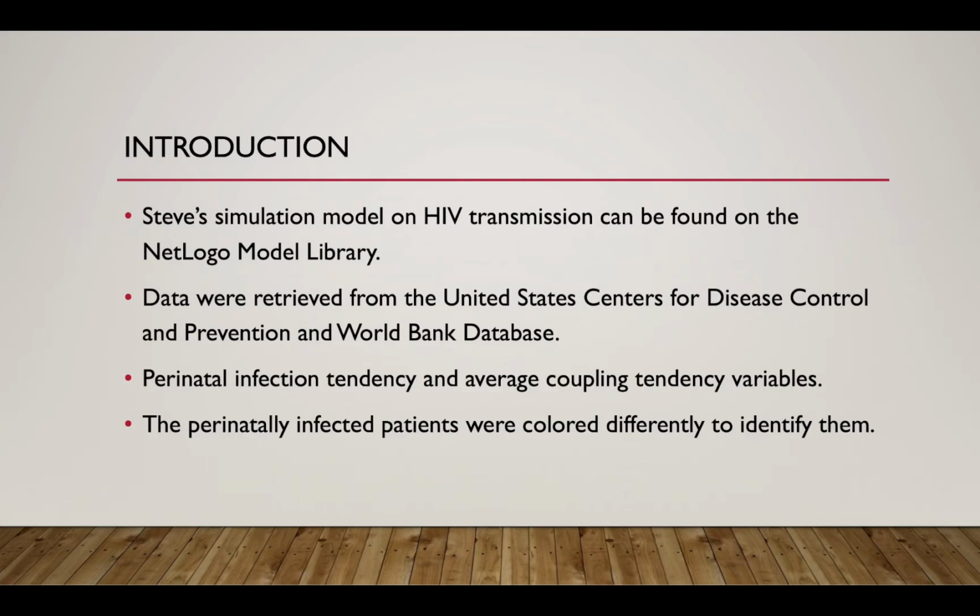Perinatal infection tendency and average coupling tendency variables are used. The perinatal infection tendency is the tendency that a new birth is infected. The time in which a couple engages in sexual activities can probably decide the birth rate, but in this study it was assumed to be constant. The perinatal infected patients were colored differently to identify them.